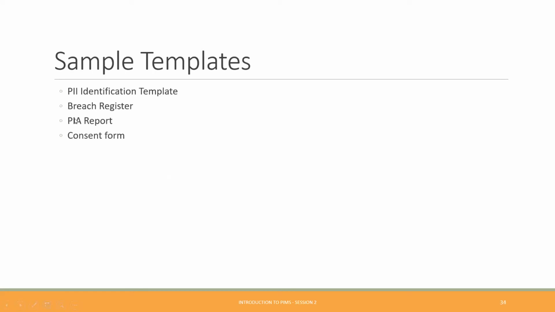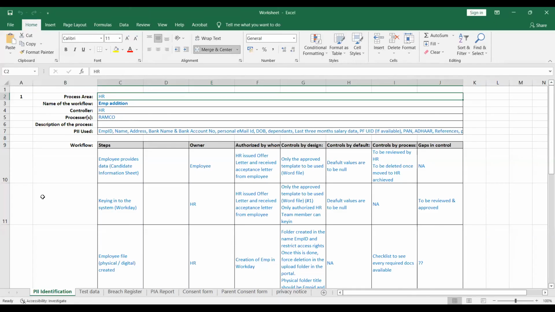We're going to see some templates now. The same thing we discussed: you have a process area. So HR is a process area. The workflow which I'm picking is addition of employees. If an employee is going to join, what am I going to do with that? That is the flow I'm going to consider. This is the workflow and these are the steps.